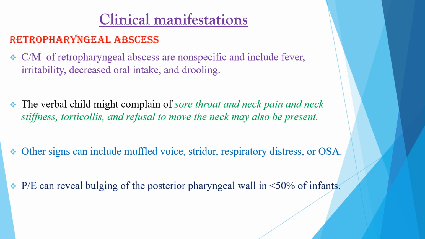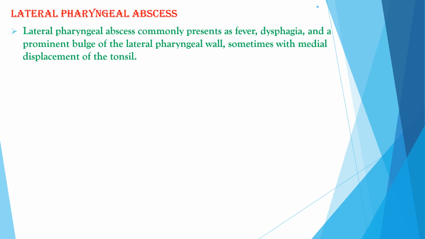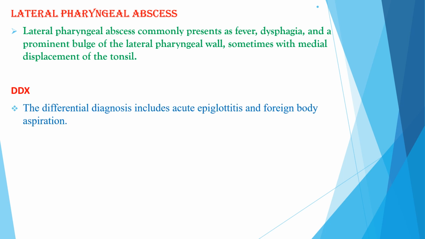Physical examination can reveal bulging of the posterior pharyngeal wall in 50% of infants. Cervical lymphadenopathy may also be present in the case of retropharyngeal abscess. Lateral pharyngeal abscess commonly presents as fever, dysphagia, and a prominent bulge of the lateral pharyngeal wall, sometimes with medial displacement of the tonsils. Differential diagnosis includes acute epiglottitis and foreign body aspiration in children.